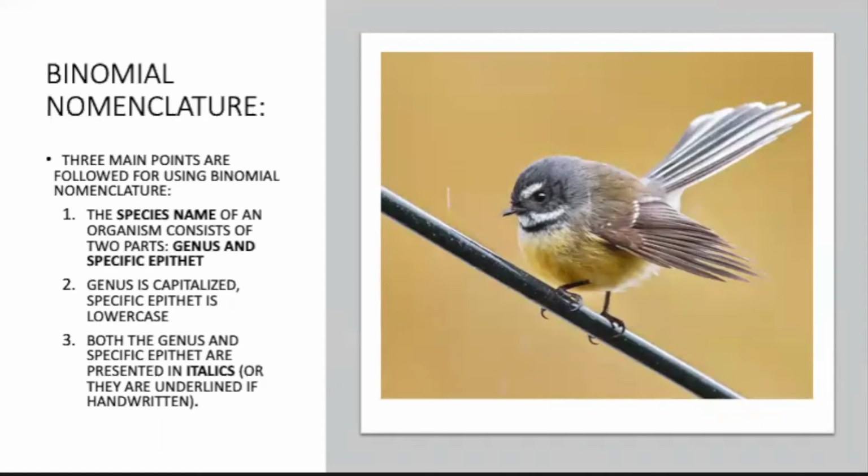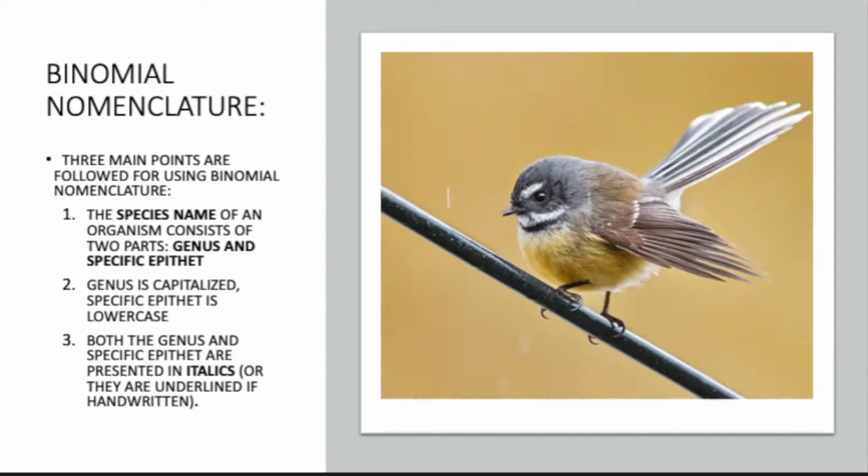Binomial nomenclature does follow three things. Three main points we want to touch on here. The species name of an organism consists of two parts. That's going to be the genus and the specific epithet. I mentioned the specific epithet in the last slide, and we're going to touch on that now. The genus is going to be capitalized, while the specific epithet is always going to be lowercase. Not caps lock on the genus, but just that first letter of the genus is going to be capitalized. Both the genus and the specific epithet are presented in italics. And if you're handwriting these, they're going to be underlined.